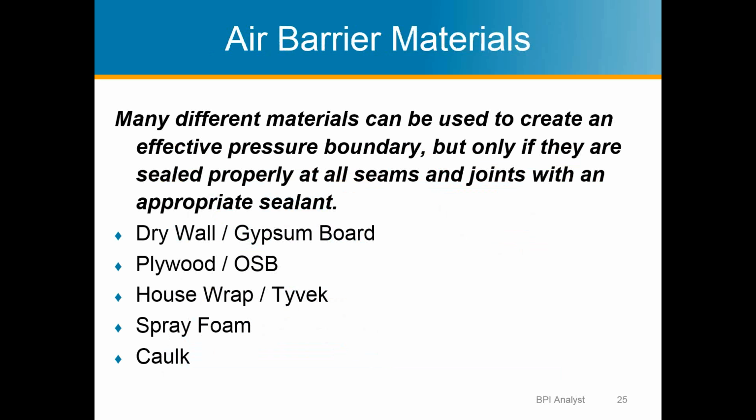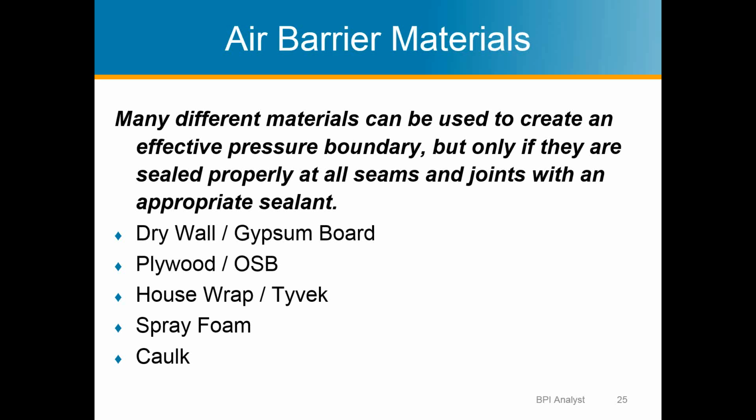So, air barrier materials. There are lots of different air barriers. There's a whole list there: drywall, plywood, house wrap or Tyvek, spray foam, caulk. All those can be air barriers if they're applied properly. Plywood or OSB can serve as an air barrier if the seams are sealed.